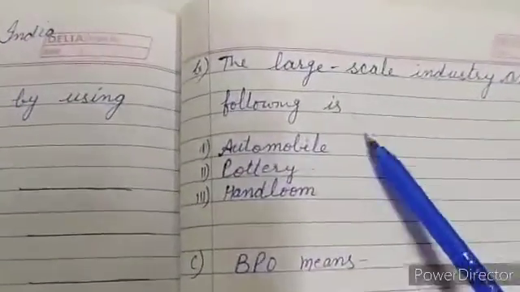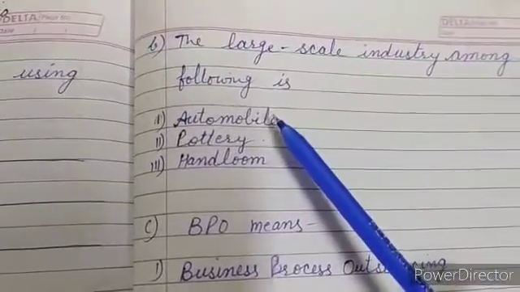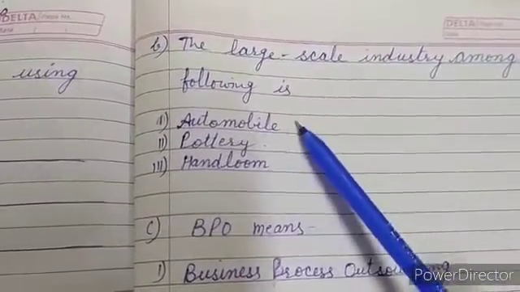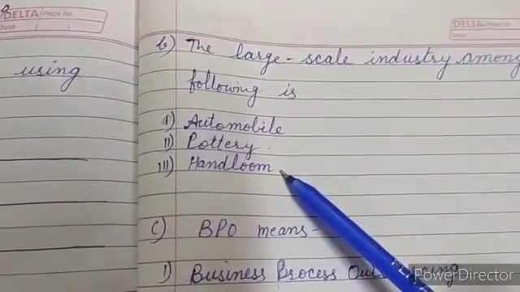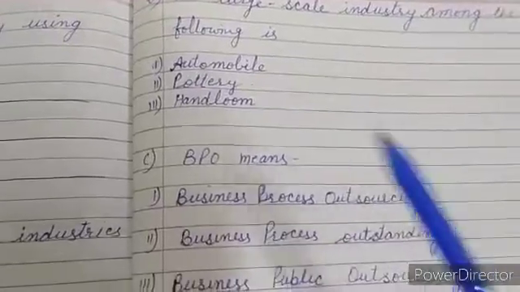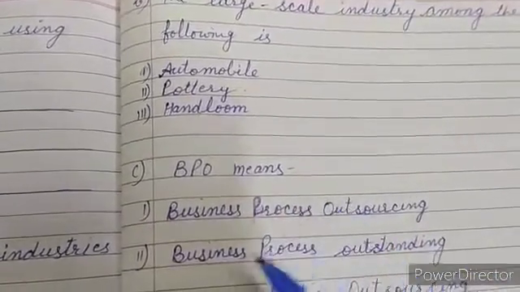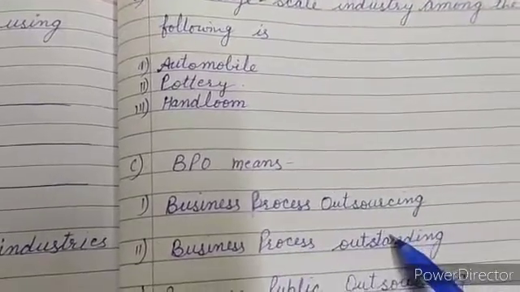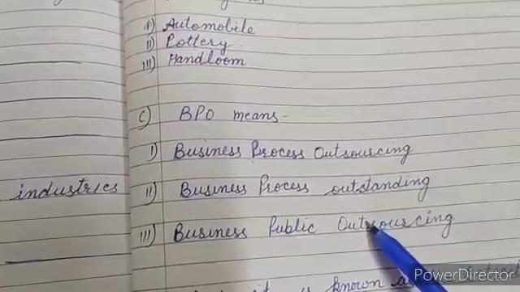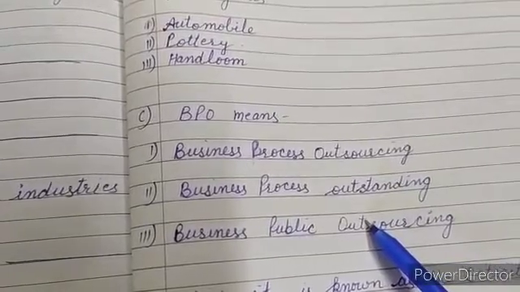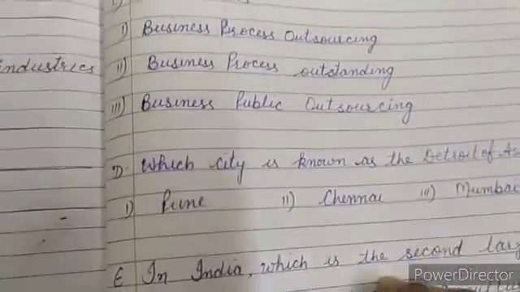Next, which among the following is a large scale industry? Automobile, pottery, or handloom. So you have to put a tick on the right answer. BPO means business process outsourcing, business process outstanding, or business public outsourcing. So which is the right answer? Read carefully. Okay. Next, D part.